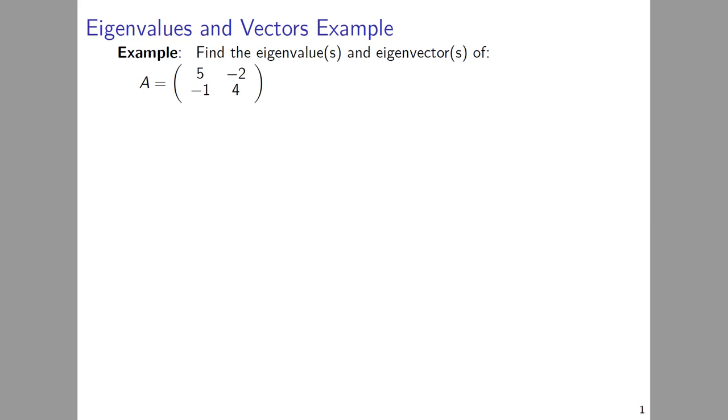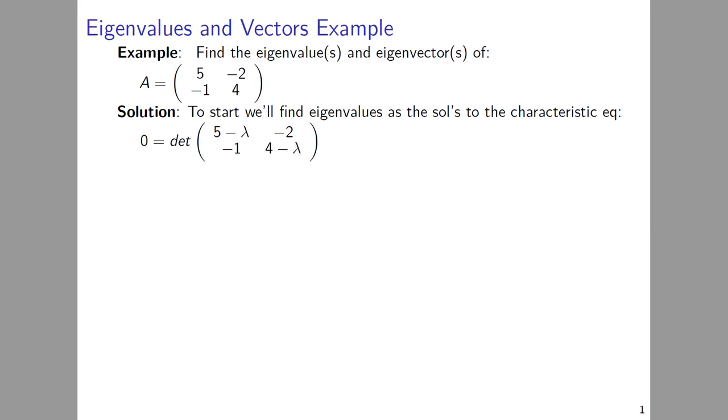In this example, we will find the eigenvalues and eigenvectors of the matrix A equals [5, -2; -1, 4]. To start, we'll find eigenvalues as solutions to the characteristic equation, which is given by 0 equals the determinant of A minus lambda I, which is [5 minus lambda, -2; -1, 4 minus lambda].